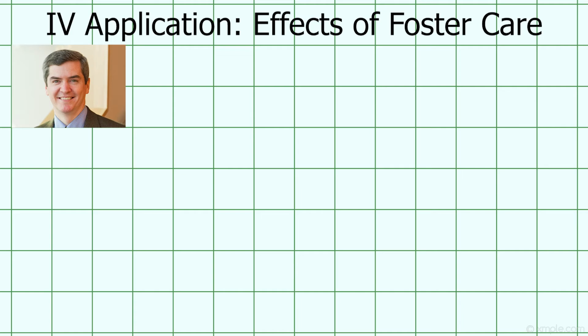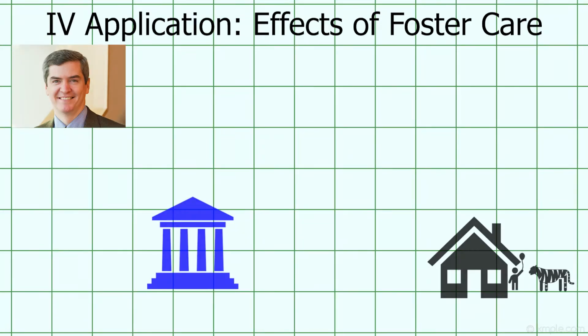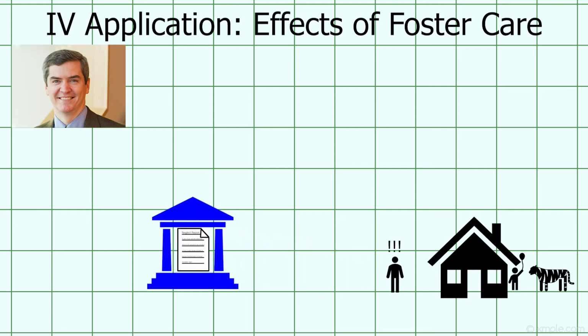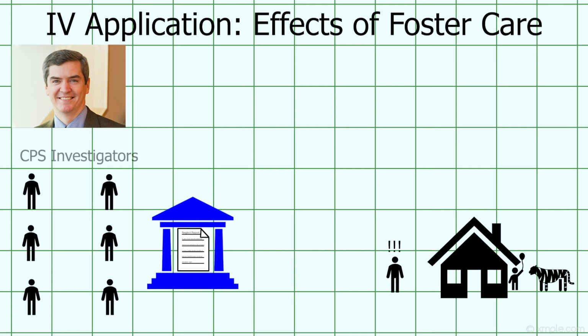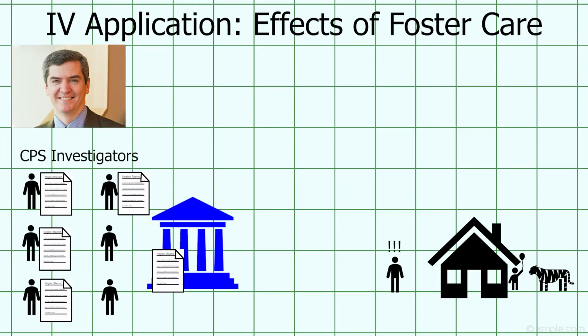Doyle used a sample of about 8,000 cases of reported child neglect or abuse from Cook County, Illinois. When Cook County receives a report of child abuse or neglect, it assigns an investigator to the case. Which investigator gets assigned which case is, for all intents and purposes, random.